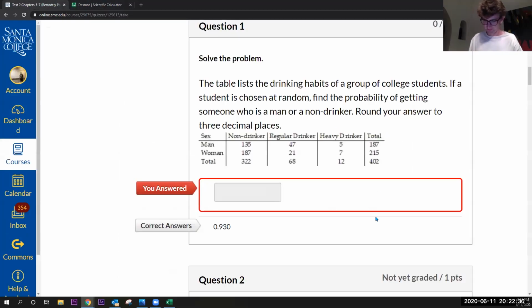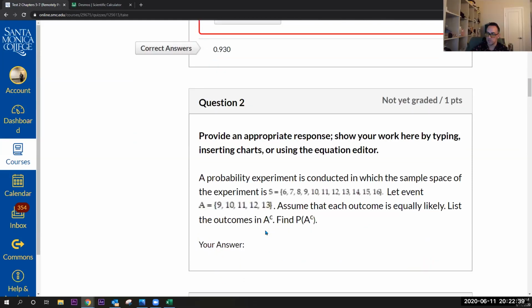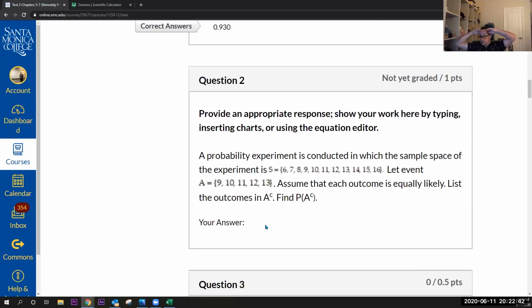All right. So, question 2 says, find the probabilities. You have a sample space S, and a set A, which is 9 through 13, and it says find the probability of A complement. What's the complement of A? It's just everything that's not in A, right? So it'd be 6, 7, 14, 15, 16.